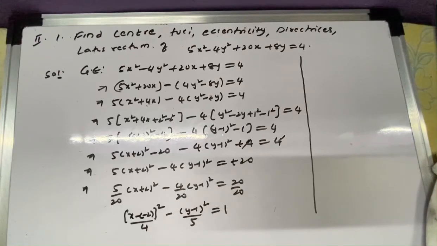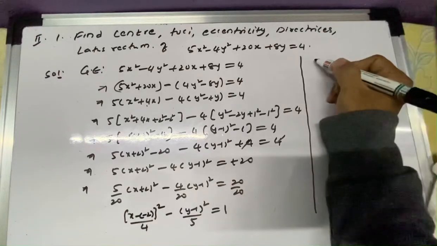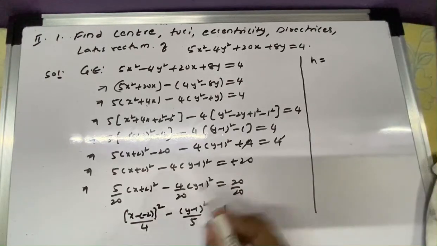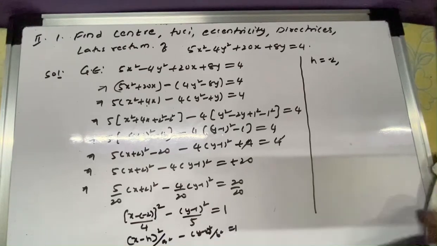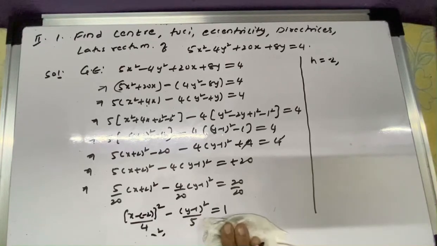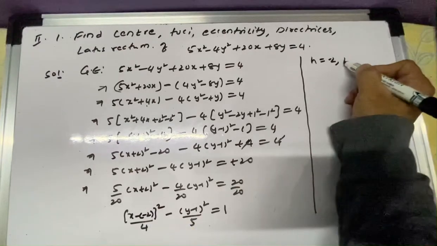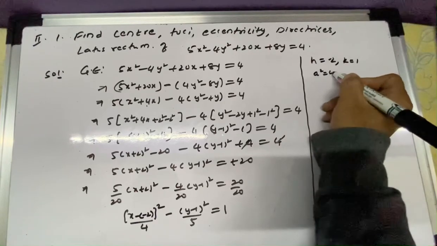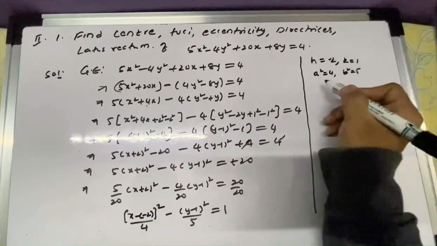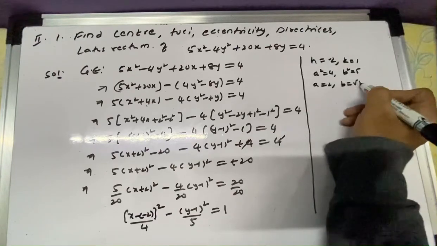We have a big formula list here. So h and k are there. h is minus 2. Single minus is over minus. We are comparing with this formula: (x minus h) whole square by a square minus (y minus k) whole square by b square equals to 1. So h is minus 2, k is 1. a square is 4, b square is 5. a is 2, b is root 5.